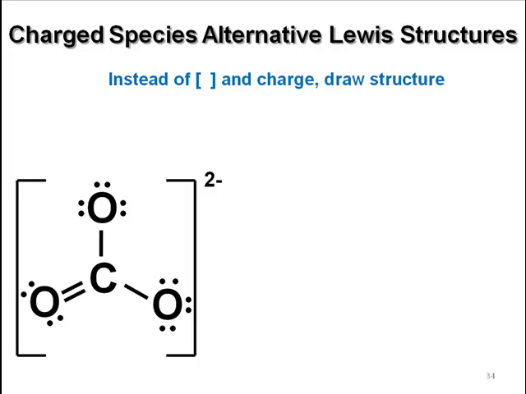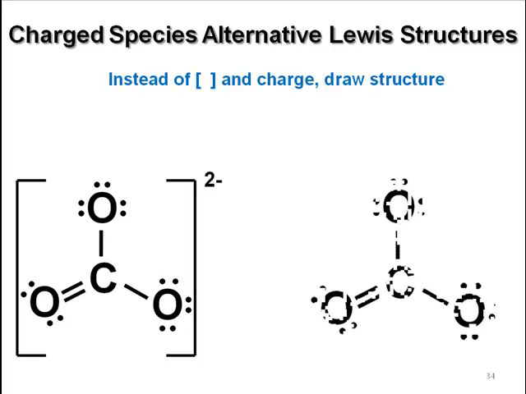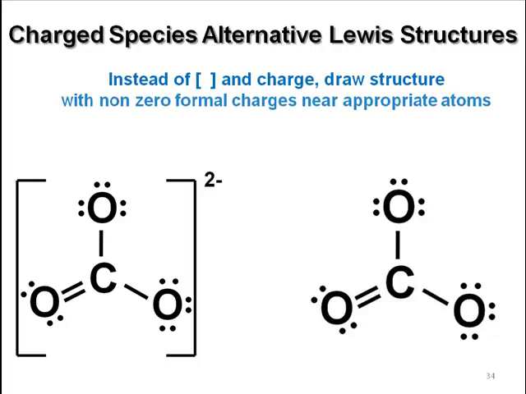So here is another way of doing charged species. This is an alternative to the Lewis structures. So instead of drawing a bracket and charge, you just draw the structure. So this here is the structure with non-zero formal charges near the appropriate atoms. So this here is another way of drawing it without the brackets.